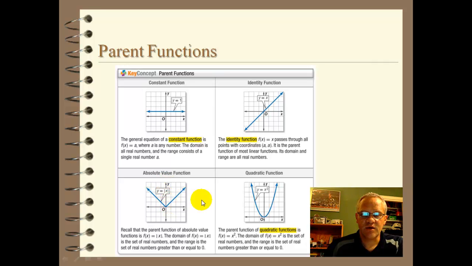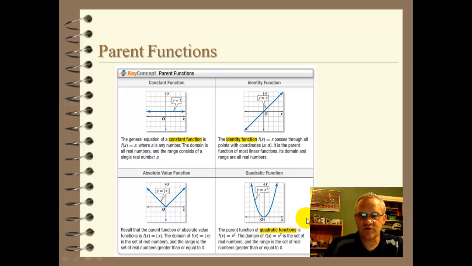And then the last parent function is quadratic, and that's always going to make a U shape like this. Its equation there is y equals x squared. On this one, it's always going to go through 0, 0, the parent function. As it goes up both directions, it's going to be the same, where it's going to go through this point of like 1, 1 or -1, 1, and then 2, 4 or -2, 4. It's going to look like that. Again, the domain is going to be all real numbers because these arrows will keep going to the right.